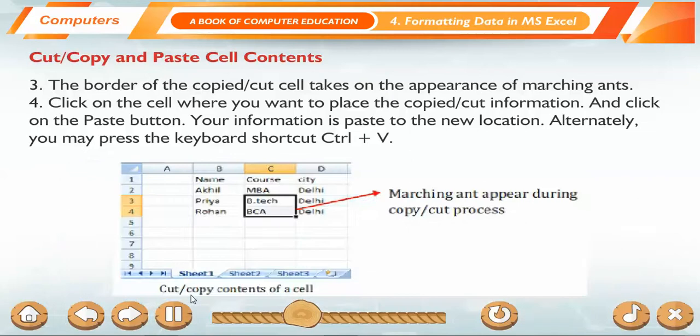The border of the copied or cut cell takes on the appearance of marching ants. Click on the cell where you want to place the copied or cut information and click on the Paste button. Your information is pasted to the new location. Alternately, you may press the keyboard shortcut Ctrl+V.